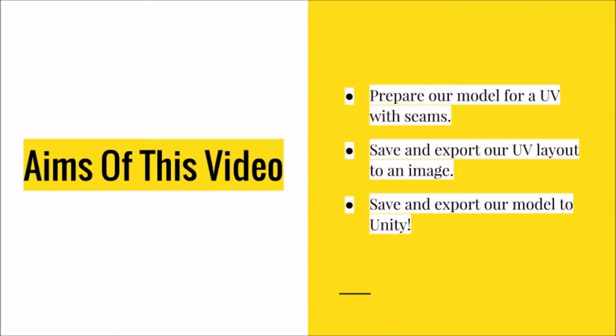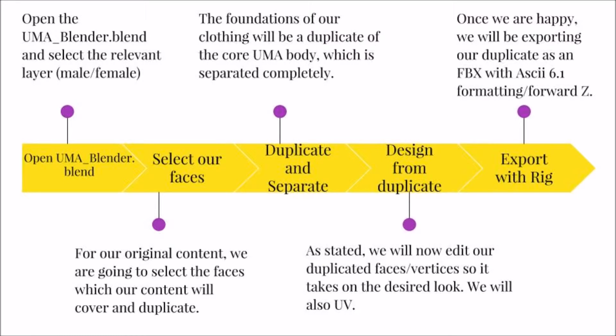A quick reminder of our workflow, we are now at the last bit. So we're UVing, and then we're going to be exporting our duplicate as FBX with ASCII 6.1 formatting and forward Z. Very quickly, I'm going to explain some information about UVs. If you don't need that, you can skip the next 5.5 minutes and we'll jump straight to actually creating the seams, creating the UV and exporting.